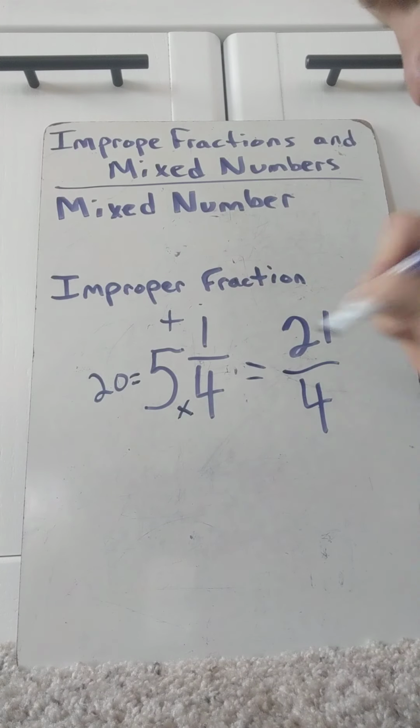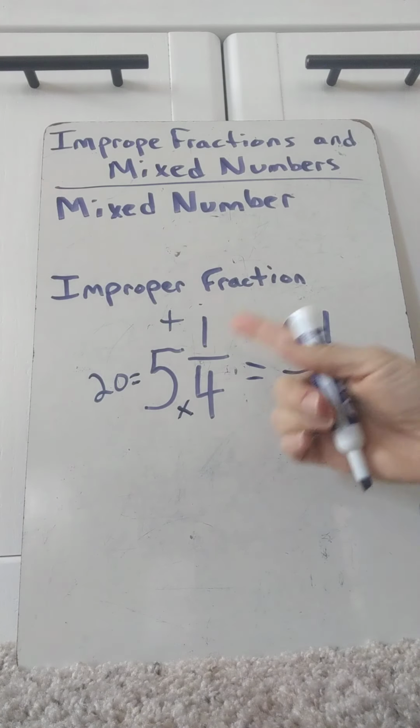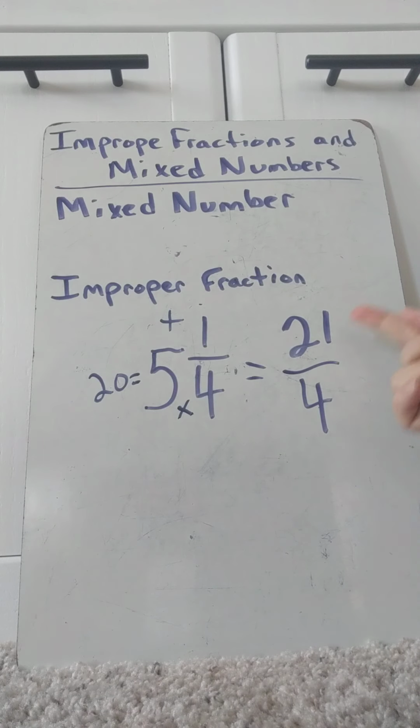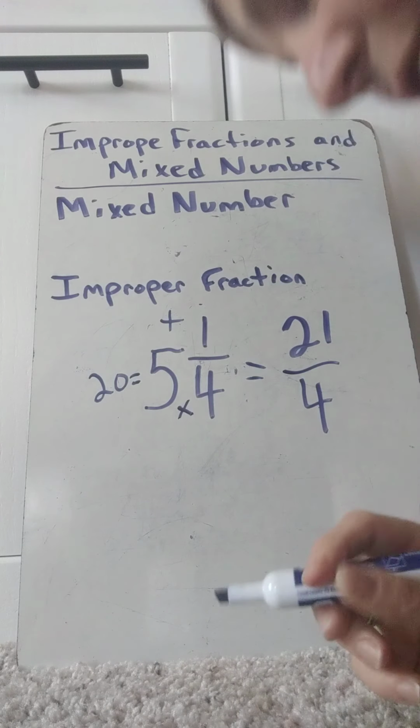So that's it right there, boys and girls. I just changed 5 1/4 into an improper fraction, 21/4. And that's how you're going to do that. Okay? And I could prove that for you too, if you want to. Here, I can draw that out for you.